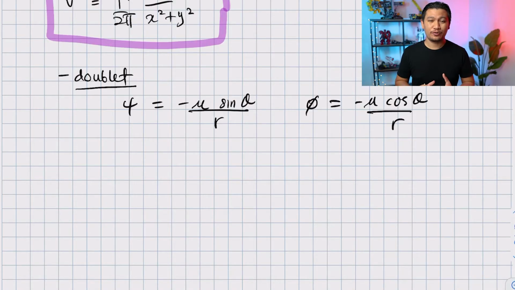Now, based on what we know, we can already try to find the radial velocity and also the tangential velocity even without knowing what a doublet physically means or what a doublet physically looks like. Because whenever we have a stream function or a velocity potential, we can always find the radial velocity and tangential velocity and also u and v just by using the Cauchy-Riemann relationship. So let's do just that, and I will show you what a doublet looks like later. But before that, the mu here is definitely not viscosity, but it is called the doublet strength.